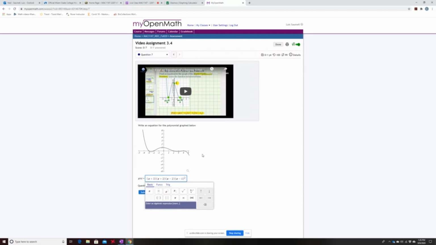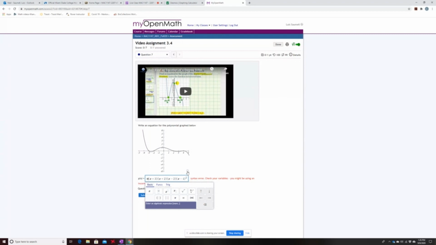However, this could have a leading coefficient, because so far here we have leading coefficient 1. I didn't put any numbers here. In general, there could be some number here multiplying this whole thing. So we have to figure out what this number is. And for that, you will need an extra point.